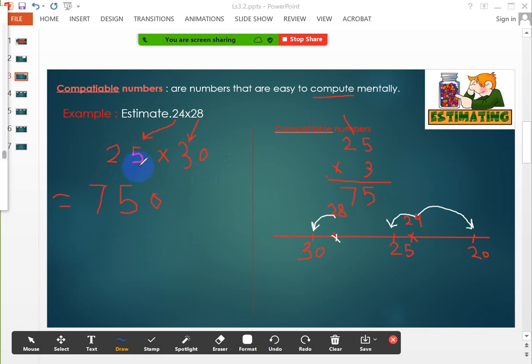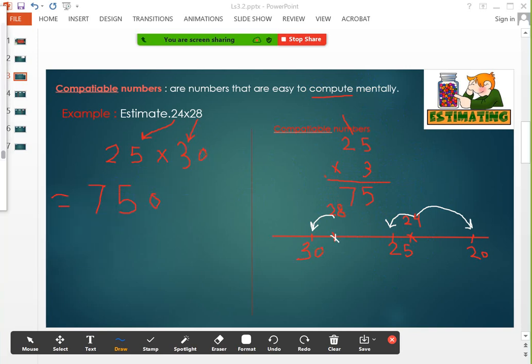25 multiply 3 and put 0 next to the answer, as we learned in multiplication between a two-digit number and a tens number. So I multiply 25 with 3, very easy for me. Two-digit number with one-digit number. I will use regrouping as we learned. So the answer is 75. So the final answer becomes 750.